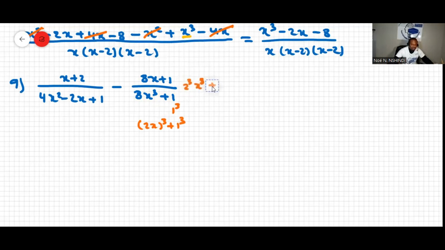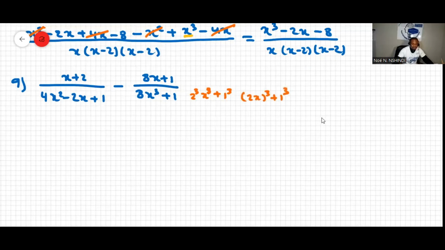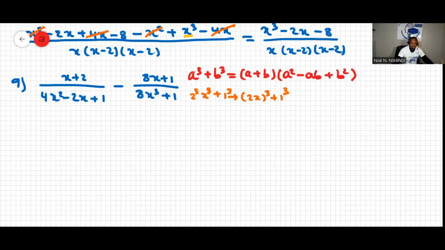So, let me put it underneath here. By that, we do know that the formula says this: when you have a cubed plus b cubed, this is equal to a plus b, in the bracket, and then open another bracket, a squared minus ab plus b squared. It's a special product.